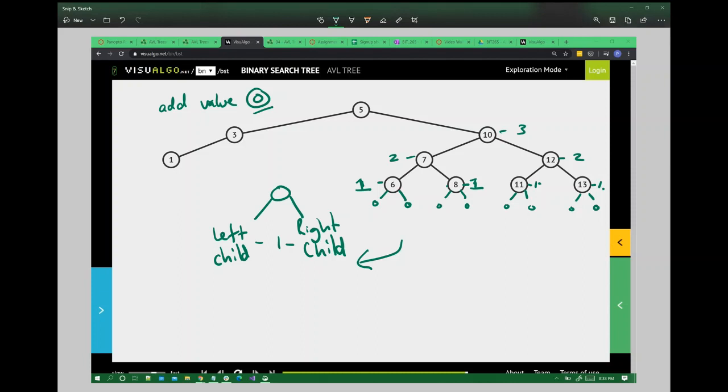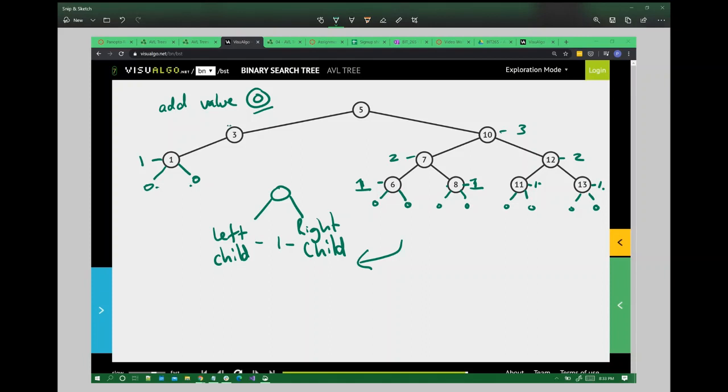Let's have a look at the left side of the tree here. Again, look at node reference 1. To the left of it, the level is 0. To the right of it, the level is 0. The difference between 0 and 0 is 0. So this is fine. This is okay. We'll call this level 1.